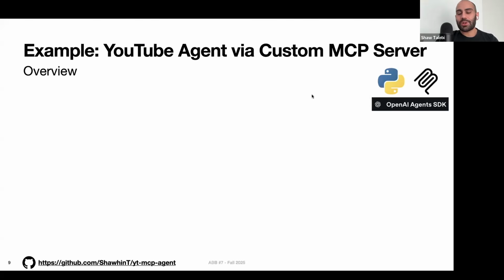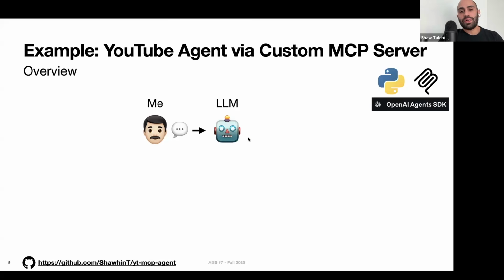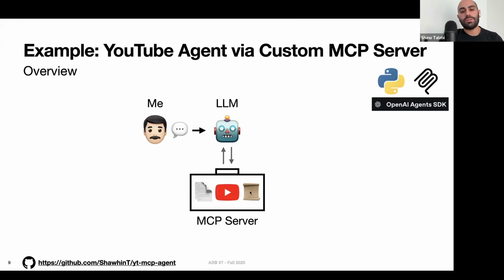That's a whirlwind intro of MCP. Next, I want to walk through a concrete example of building a YouTube agent through an MCP server. The overview of what we're trying to build is this YouTube agent. Basically, this is me with a mustache, and I'm going to ask an LLM to do something, but I want it to have access to YouTube transcripts, specific instructions on how to process YouTube transcripts, and even a system prompt. Everything that you need to turn this LLM into a helpful agent is going to be within this MCP server.